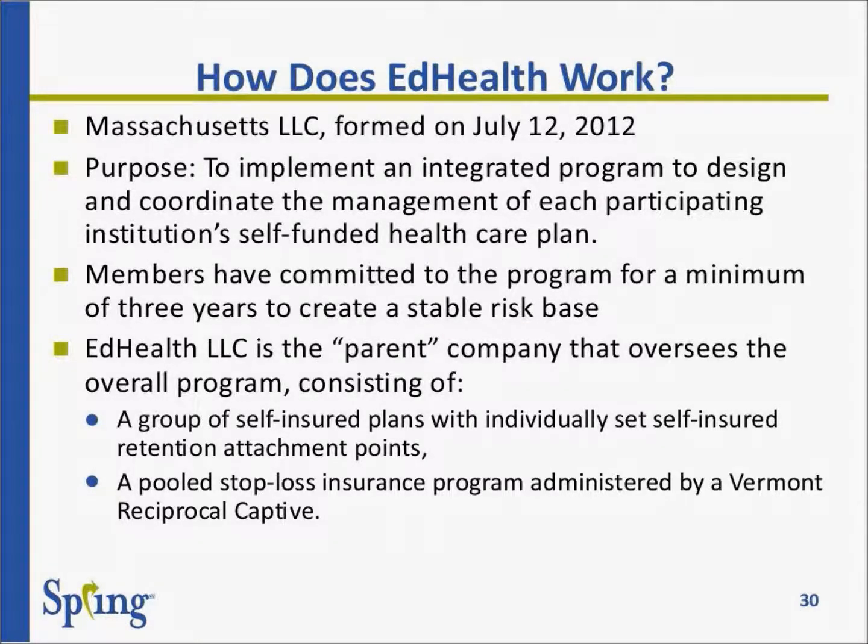And in order to commit to EdHealth, we are asking for a 3-year commitment. What that does is it creates a stable risk base and allows for underwriters to look at things on a longer term. EdHealth LLC is the parent company that oversees the overall program, and that includes a group of self-insured plans, so that's each of the institutions, and then there's a pooled stop-loss insurance program, and that's administered by the Vermont Reciprocal Captive that Terry was talking about. We did choose to domicile the captive in Vermont, and that was because we are a New England-based company.